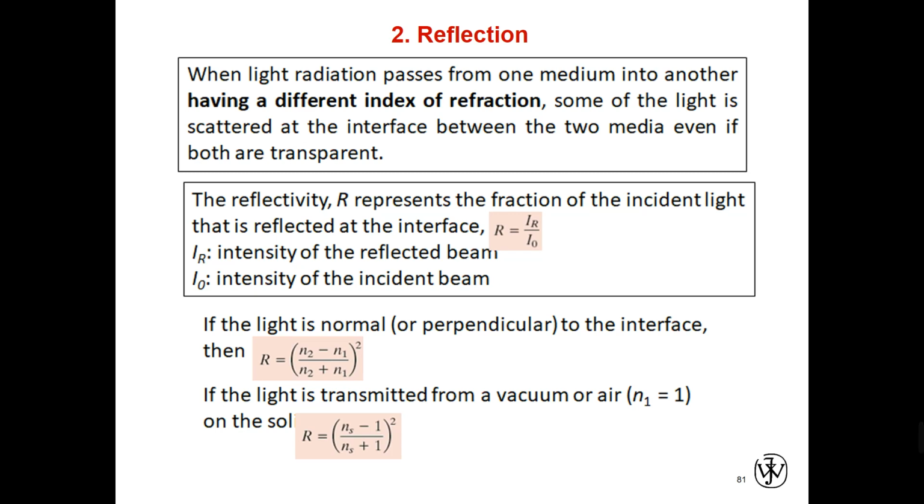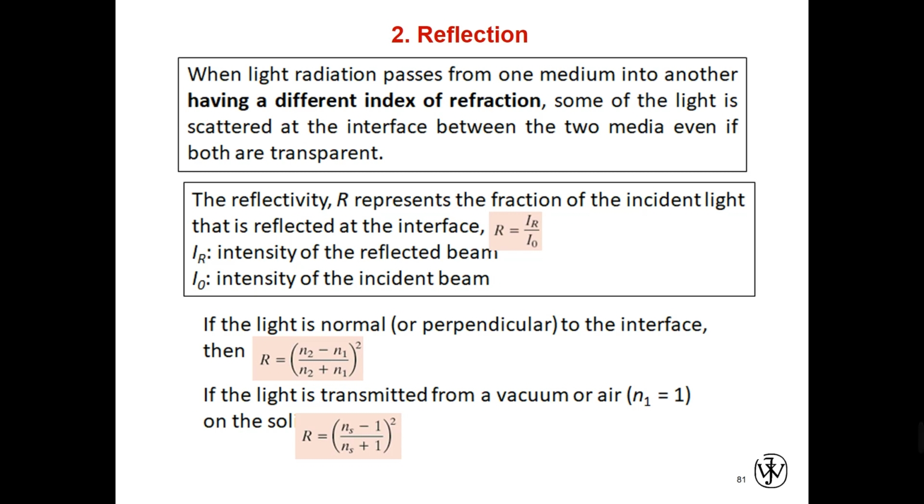Some of the light is scattered at the interface between the two media, even if both are transparent. Reflectivity R represents the fraction of the incident light that is reflected at the interface. R is equal to IR divided by IO, in which IR is the intensity of the reflected beam, IO is the intensity ataupun the level, the amount of the incident beam.